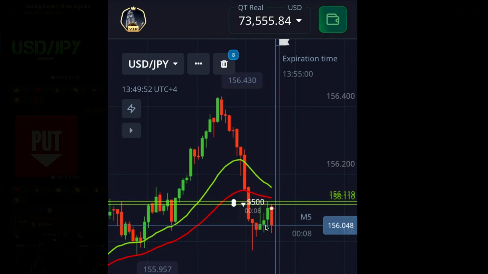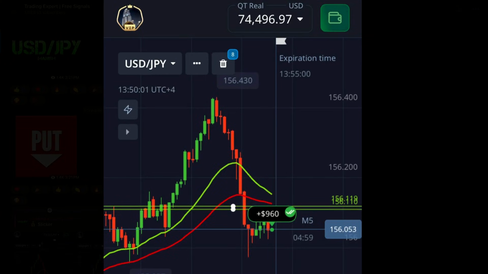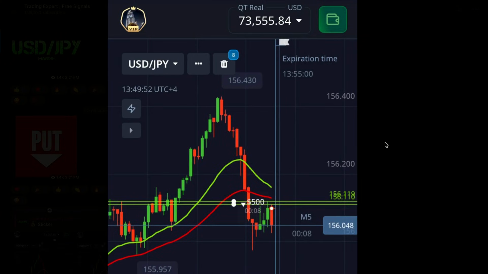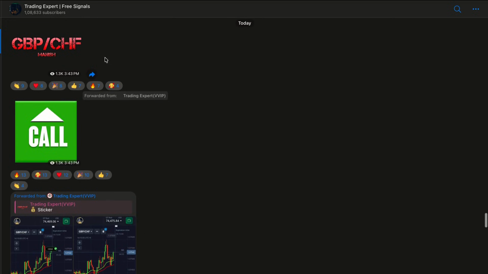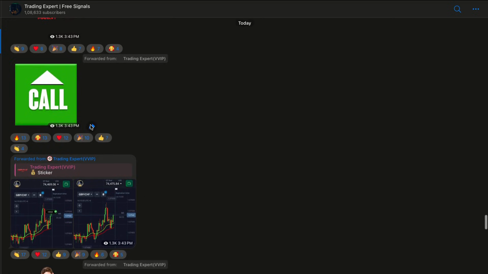So this was a confirmation that the moving average also acted as a resistance and the price showed rejection from the zone. That means this was a trade for the short side. We took this trade for the downside and we won it with an amazing entry at the resistance level. What a win. The next signal was for GBP/CHF, 5 minutes, call.